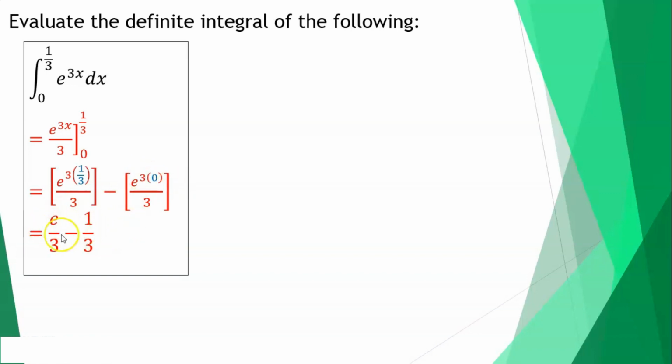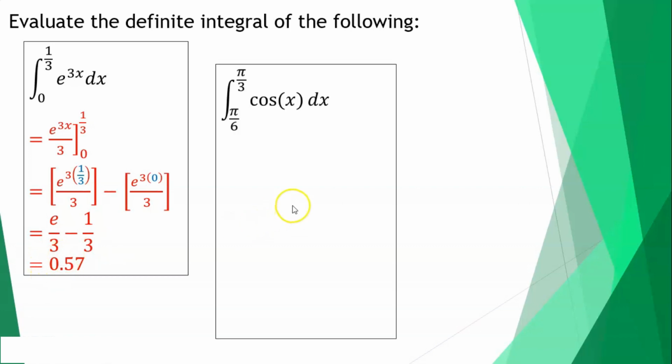So we have here e over 3 minus 1/3. Or making use of your calculators, the final answer here is 0.57. Another example. Evaluate the integral of cosine x dx evaluated from pi over 6 until pi over 3.